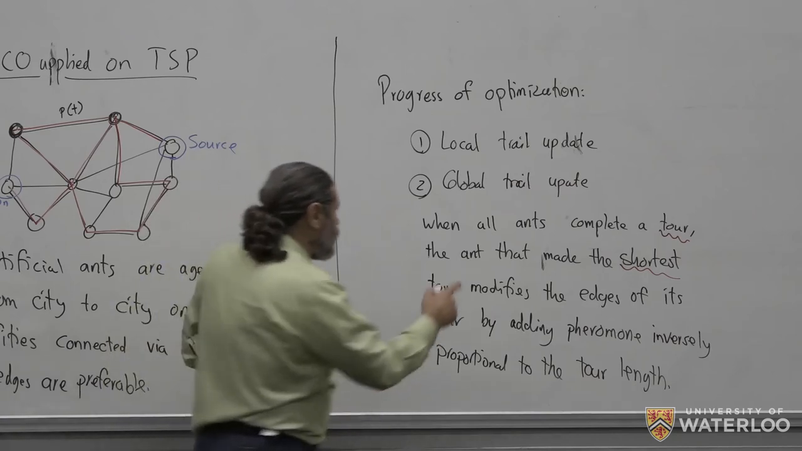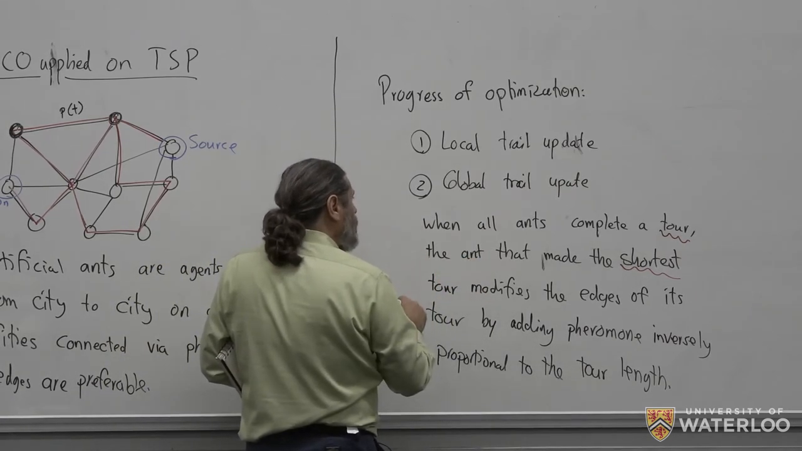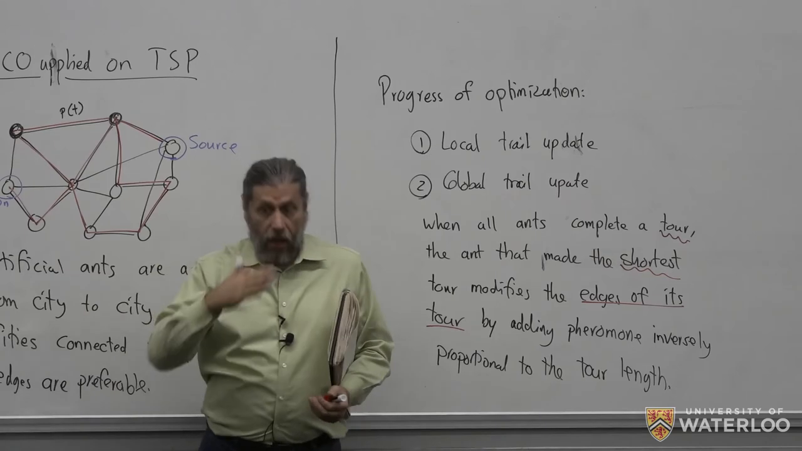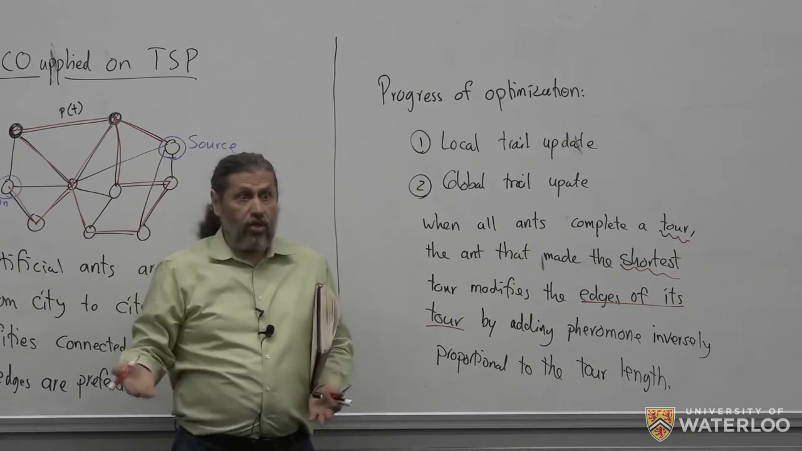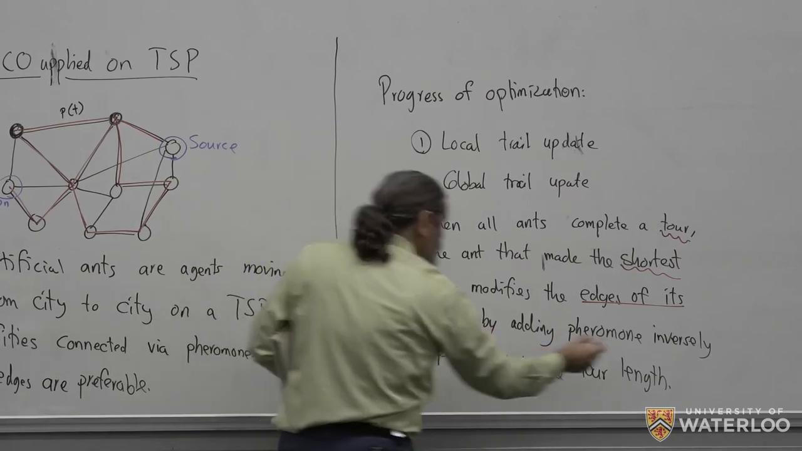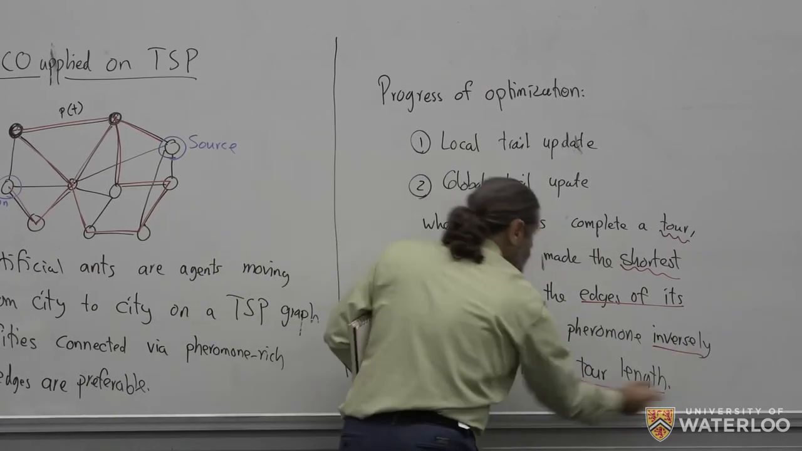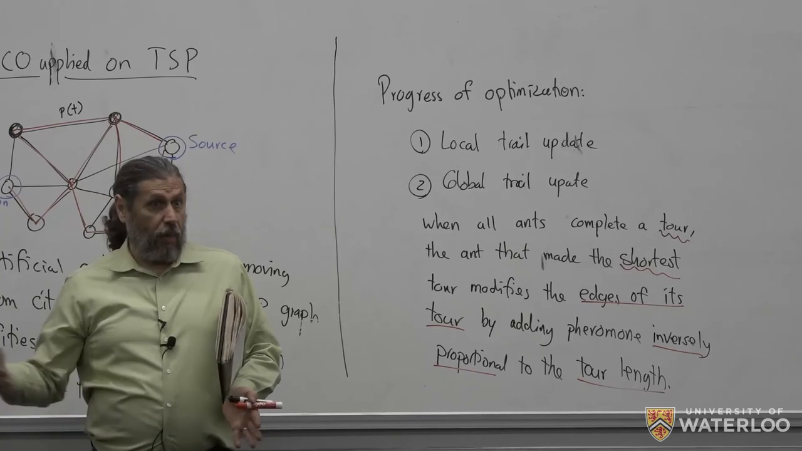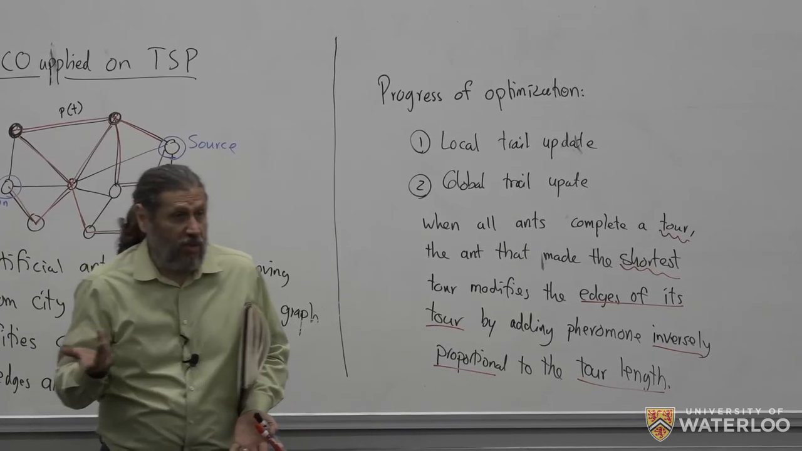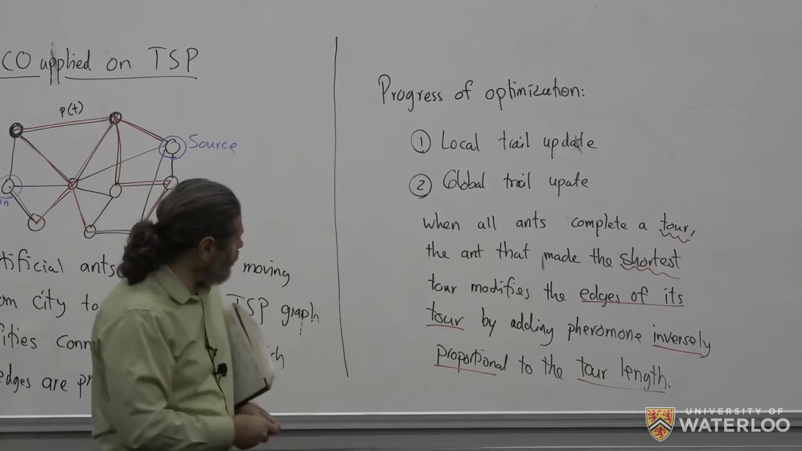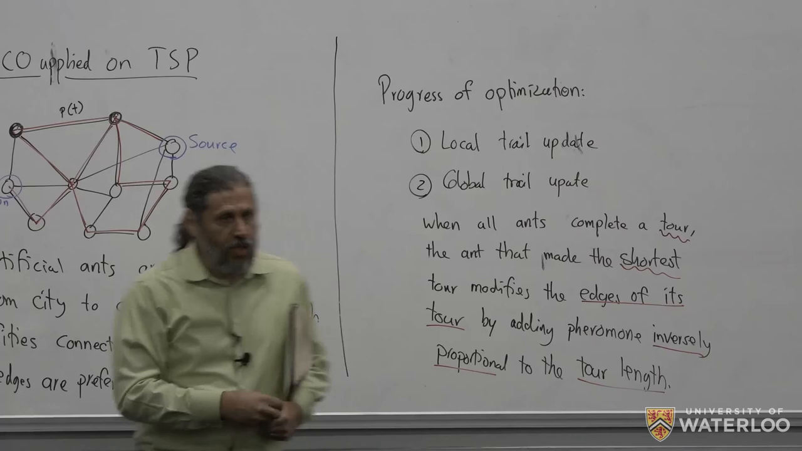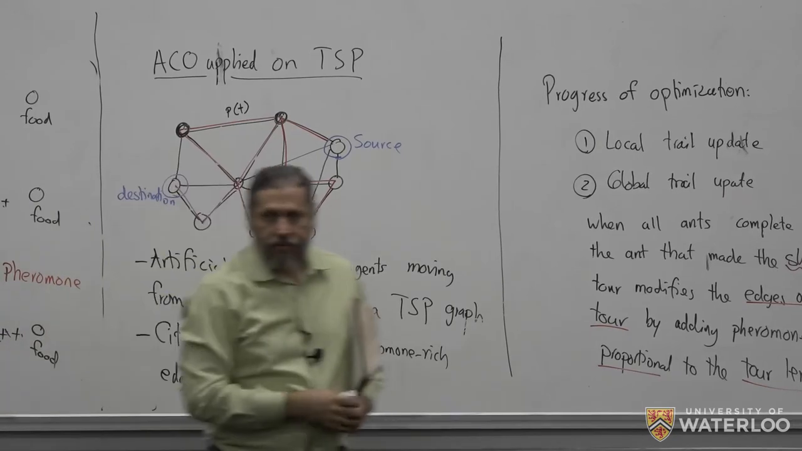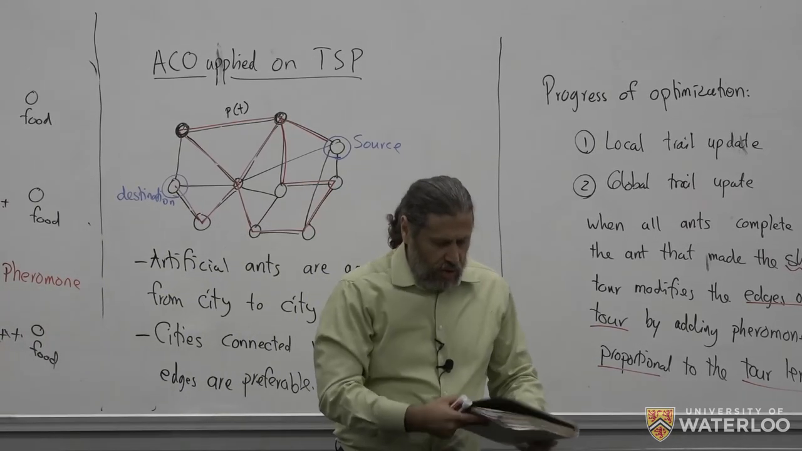Everybody is doing it. So the ant that made the shortest tour modifies the edges of its tour, not the other edges. I know this path, and I will modify it. It was a good path. By adding pheromone inversely proportional to the tour length. Of course, if it was a very short path, I will add a lot of pheromone. If it was a long path, I will add not much. But I still am the first one. Yes? The edges. How many edges took you to get there? So 1, 2, 3, 4, 5, 6, 7, 8, 9, 10, 11. 11. So I have to figure out those details.